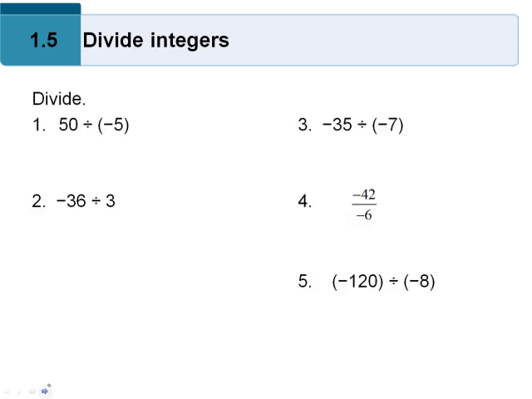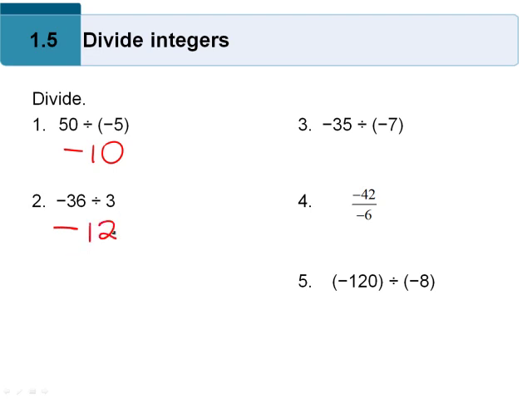All right, so now we have some examples to try here. All right, so look at the first one. 50 divided by -5. The signs are different, which means the answer is going to be a negative, and 50 divided by 5 is 10. Number 2, -36 divided by 3. Once again, the signs are different, so I know it's a negative, and that gives me 12.